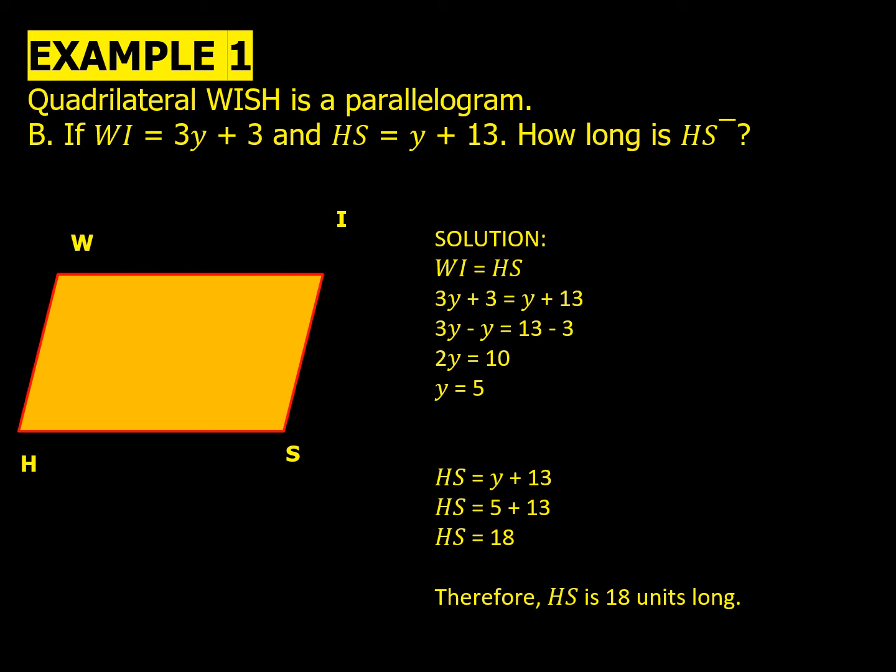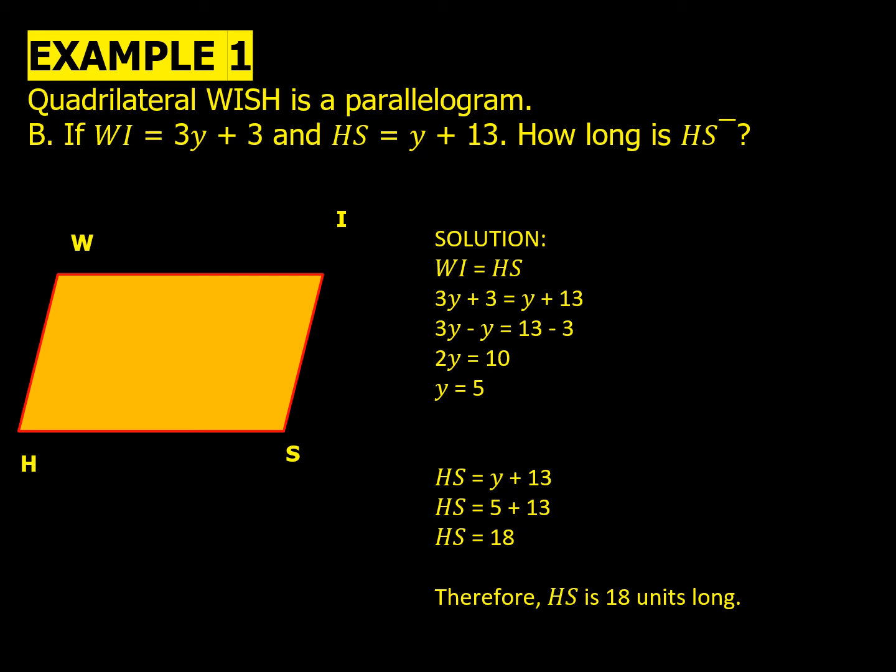Quadrilateral WISH is a parallelogram. If the distance from W to I is equal to 3y plus 3, and the distance from H to S is equal to y plus 13, how long is line segment HS? So we have the solution. The distance from W to I is equal to the distance from H to S. Why? Because they are opposite sides. Because they are parallel and opposite, they have the same measure, or they are congruent.